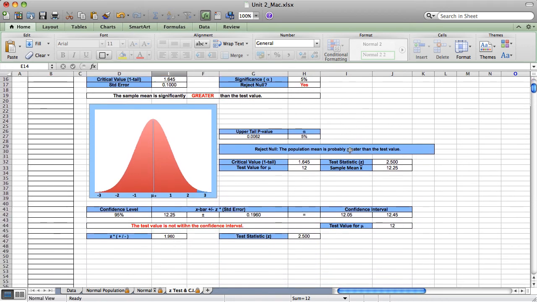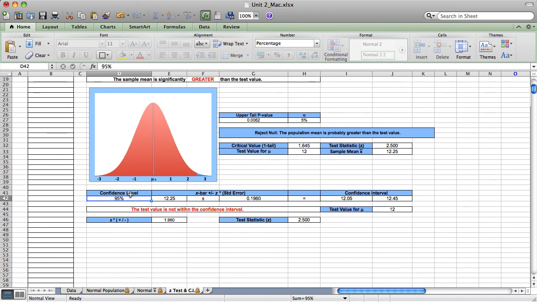Looking at the confidence interval, I am 95% confident that the population mean fill level is somewhere between 12.05 ounces and 12.45 ounces. This entire interval is greater than 12, which again supports my decision to reject the null hypothesis. In other words, I'm pretty sure, in fact I'm 95% confident, that the population mean fill level, as is, would end up somewhere in this range, 12.05 to 12.45 ounces.